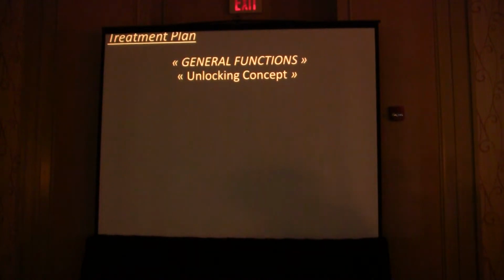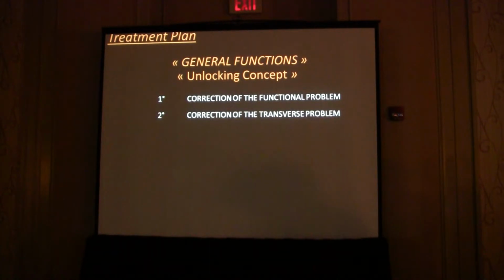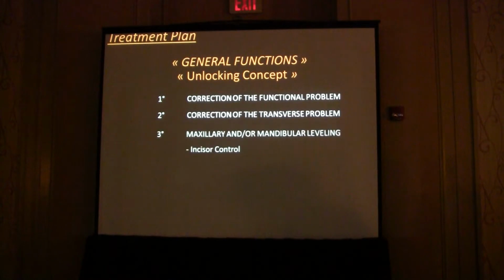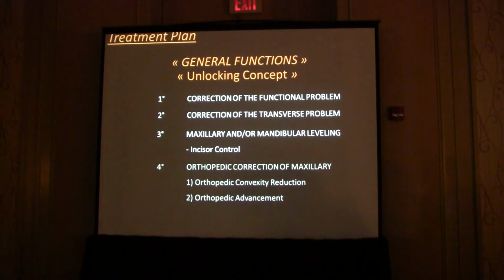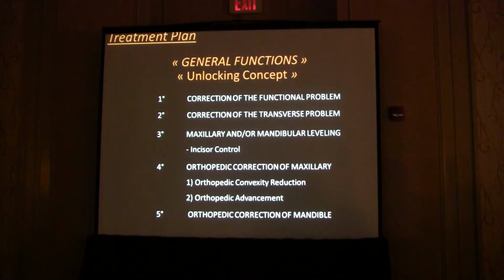The unlocking unfolds into many steps which have to be followed in strict order. First, functional training with the treatment of all dysfunctions. Second, the correction of the transverse problem. Third, the leveling of the maxillary and the mandible. Fourth, the orthopedic correction of the maxillary. Fifth, the orthopedic correction of the mandible. As you can see, managing transverse problems is the first mechanical phase of the treatment.